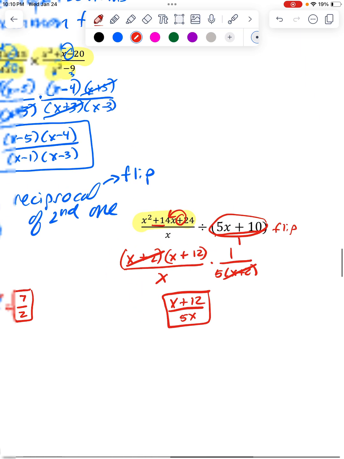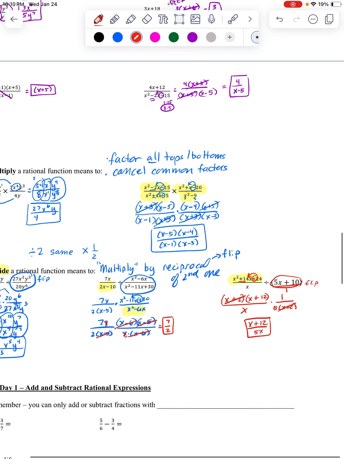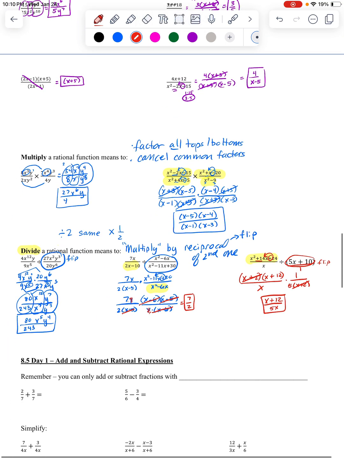And that's it. So really all of these are the same thing. Factor everything and see what cancels. When it's multiplying, it's just more, but you're going to factor everything and see what cancels. When it comes to dividing, it's just going to be flip the second one and then factor and see what cancels. So it's really the same process. The only real problem is going to be if you struggle with factoring. So hopefully that is not the case.